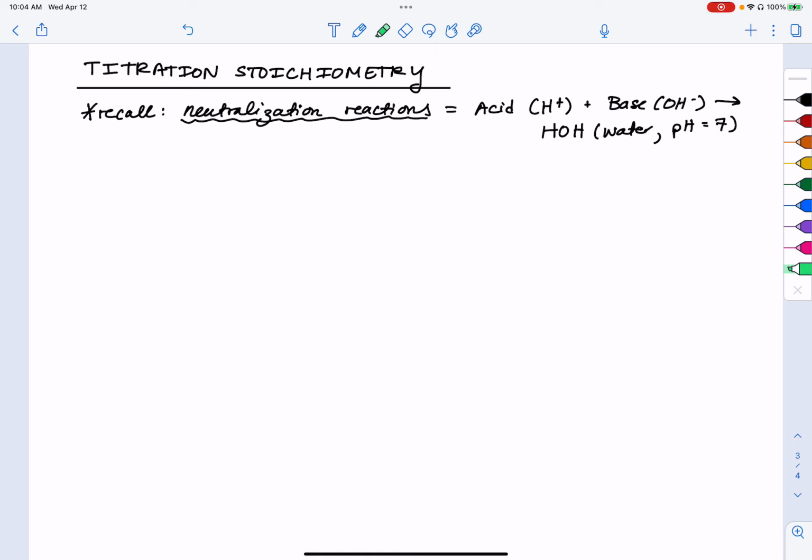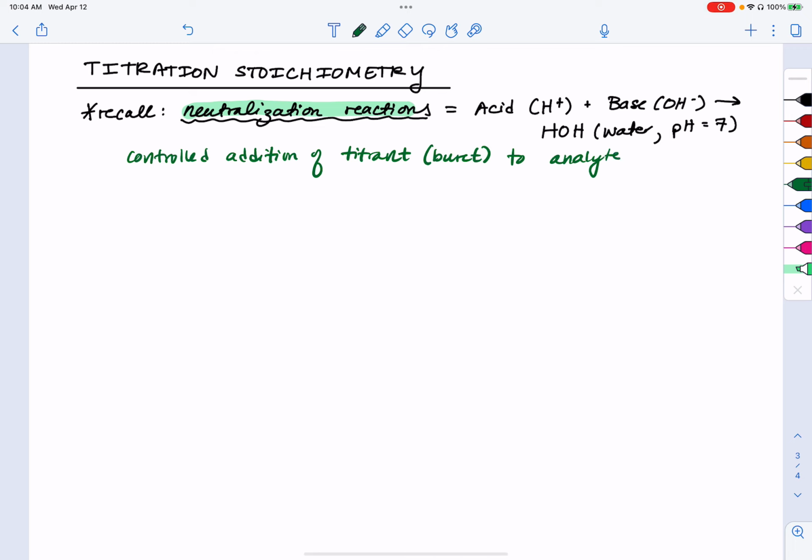So reminder, when we are looking at an acid-base titration, we are looking at a neutralization reaction that is being controlled, right? We're having a controlled addition of what we call the titrant. Could be either acid or base. This is what's in the burette. To the analyte, which could also be an acid or base, depends on what we're looking at.